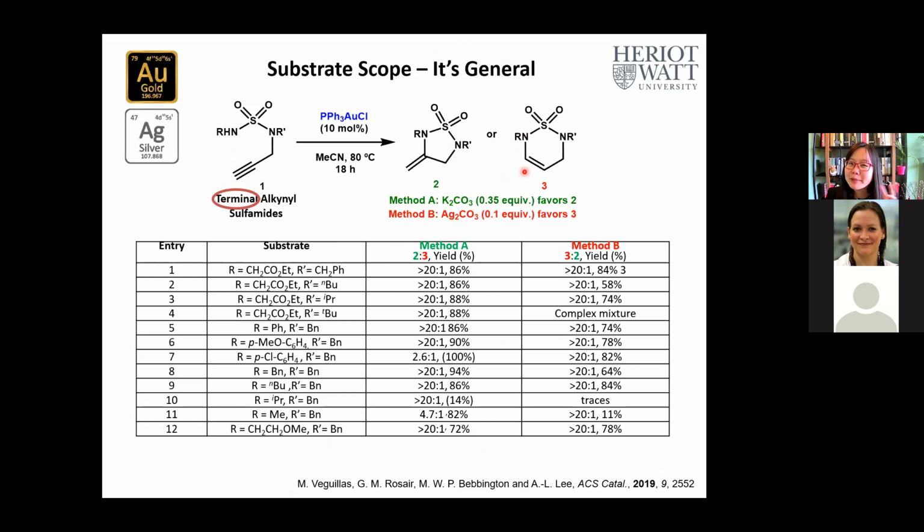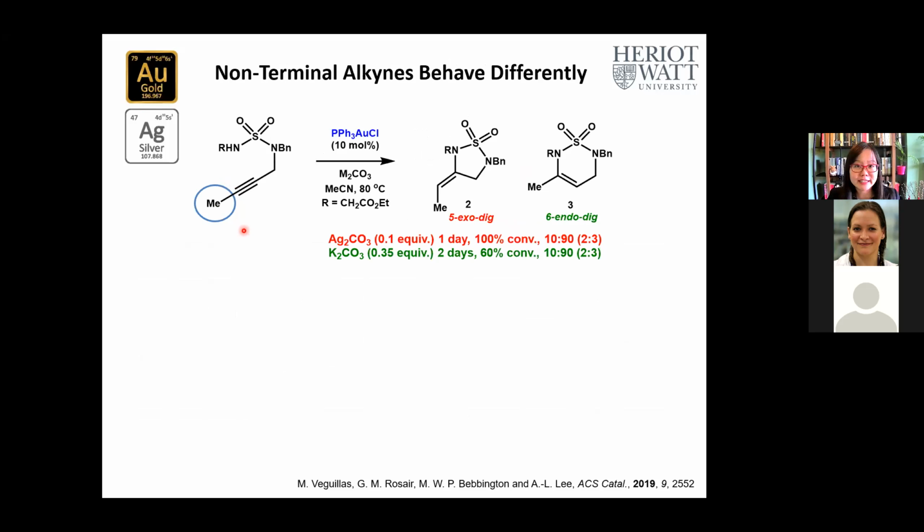But we only saw a big difference when we moved away from terminal and put a substituent there. Then the scenario totally changed. So when we have a substituent here, we now see that regardless of whether we use silver or potassium, we now see the same ratio, favoring 6-endo-dig.